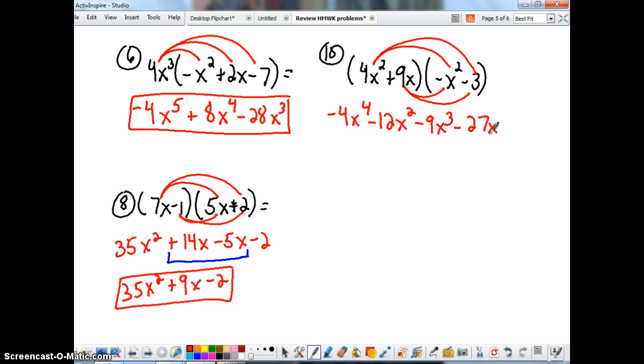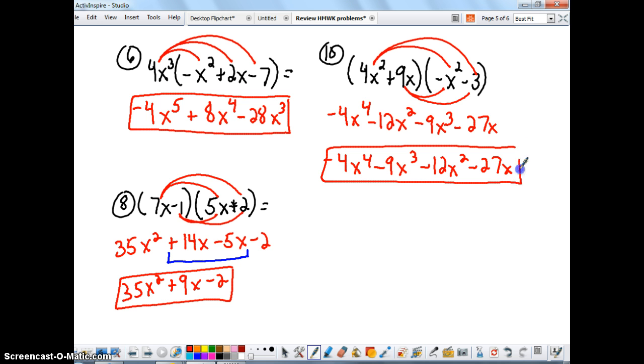Now we need to combine like terms and write it in descending order. There are no like terms, but I do need to rewrite this as minus 4x to the fourth, minus 9x to the third, minus 12x squared, minus 27x. You always want to go in descending order based off of the exponents on the variable.